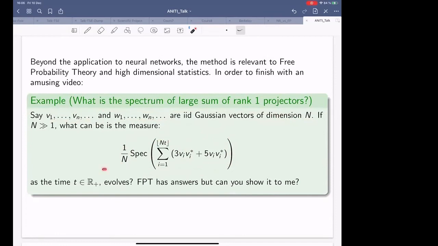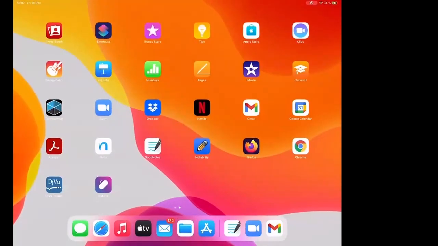So what happens as t evolves? Free probability tells me there should be some sort of funny measure on the line. And how does it move? What is happening? You should think of this as a sequence of convolutions, but here they're additive. This is a sum, so this should be some sort of sequence of convolutions, some sort of heat kernel moving around. So free probability theory has the answer, but can you show it to me? Okay, so let's show it.